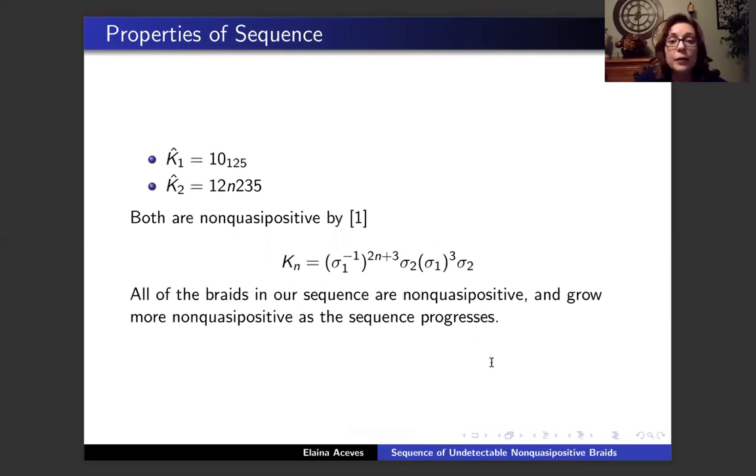Another thing that I've mentioned is that this braid sequence is non-quasi-positive. How do we know this? If we look at the closure of the first 2 in our sequence, K1 and K2, we know that these are in fact 10_125 and 12n235 from the KnotInfo database. More importantly, they're both non-quasi-positive. Since our sequence is constructed by just adding more and more negative crossings, which create more and more of a hindrance to a braid word becoming quasi-positive, all of the braids in our sequence are non-quasi-positive. Furthermore, the more we increase in our sequence, the more non-quasi-positive these braids become.